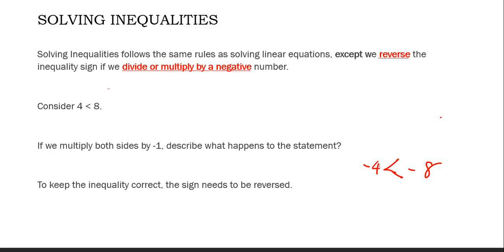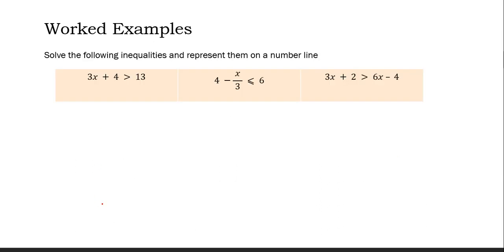If you think about it, let me draw your number line here. There's negative 4, negative 5, negative 6, negative 7, negative 8. See how negative 4 is higher on the line than negative 8? So this statement does not make sense. What happens is that when you multiply by a negative, you have to reverse that symbol. So negative 4 has to be greater than negative 8 because that symbol gets reversed. Let's see that in principle. Let's solve some of these inequalities and then put them on a number line.